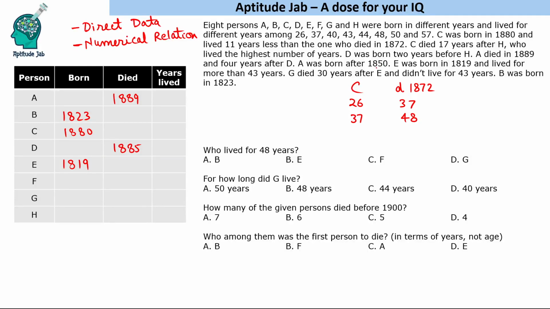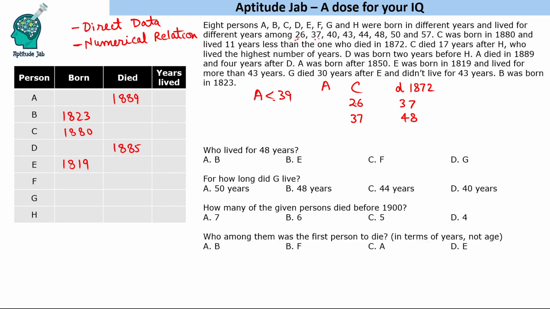Now this will not give us too many cases, because we know A died in 1889 and A was born after 1850. So A lived for less than 39 years. Now there are two numbers, 26 or 37. We know that 26, 37 we just used here also for C. We were getting two possibilities for C, and for A also we get that A is either 26 or 37.